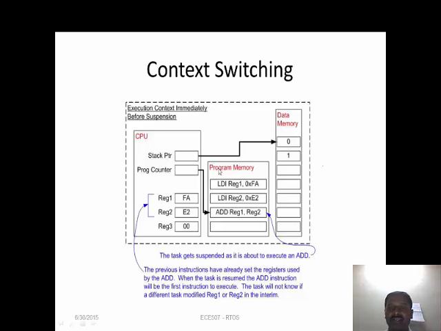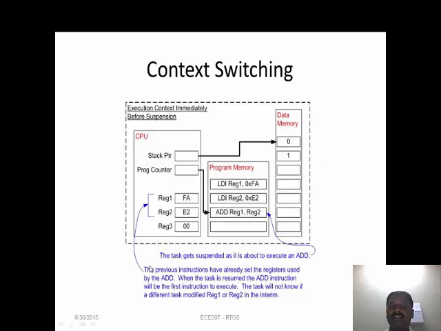The program memory is going to execute three instructions right away. The first instruction is LDI register 1, 0FA. Next it has to load register 2 with the value 0E2. And next we have to add these two values. So the primary function of this program is to load the FA value into register 1, load the E2 value into register 2, and then execute the addition operation.